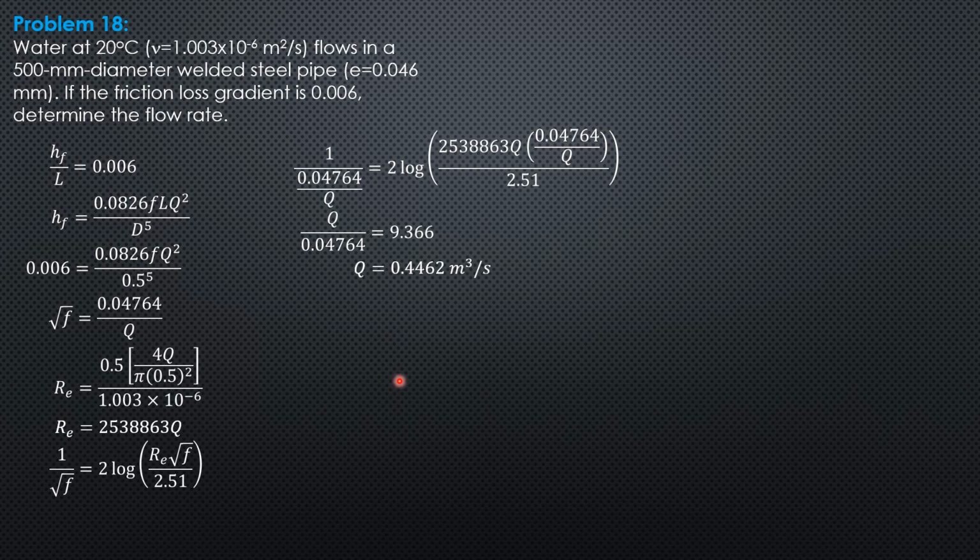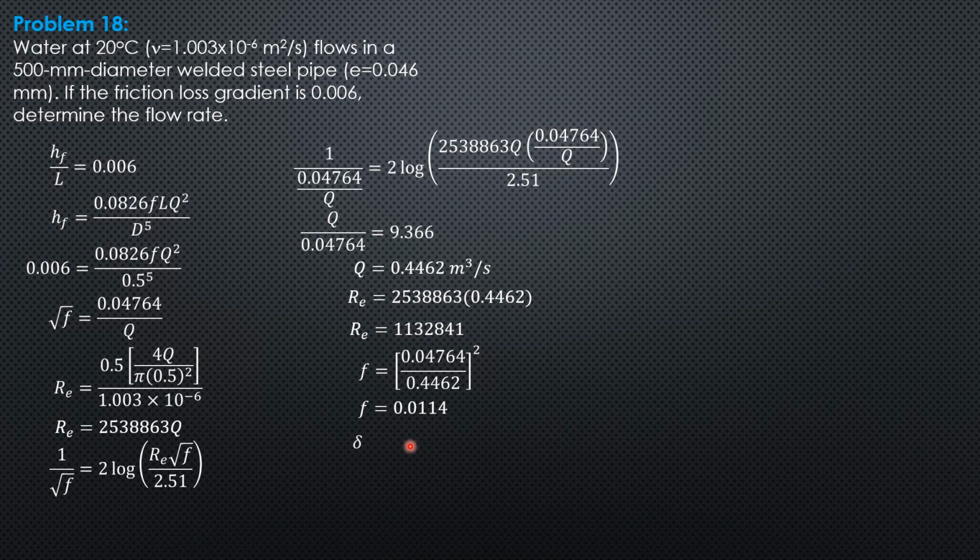Thickness of viscous sublayer is 14.14 times diameter over Reynolds number times square root of f. And the Reynolds number is 2,538,863 times Q, and Q is 0.4462. So Reynolds number is 1,132,841. So check f: it is 0.04764 over Q from this equation, then square to solve for f. Friction factor is 0.0114 if the pipe really behaves as a smooth one.